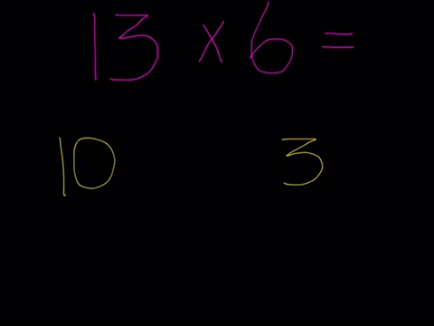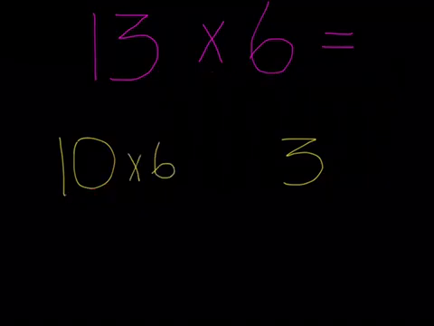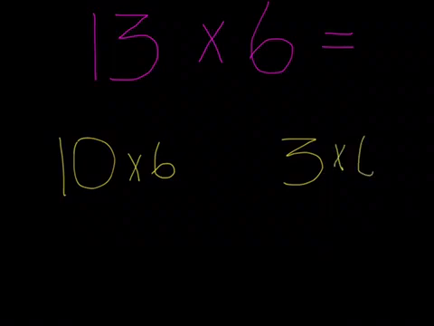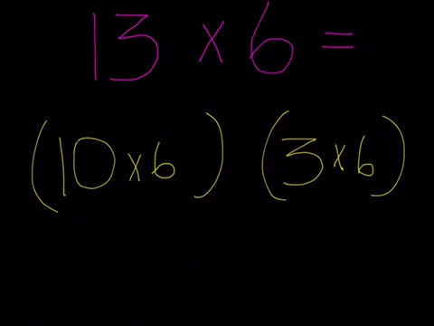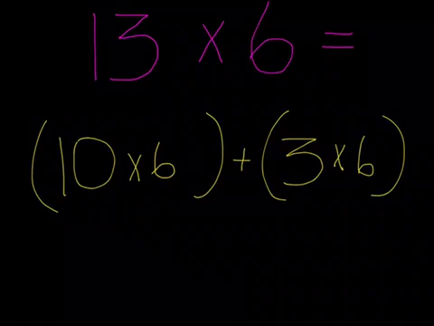All right, and now that I know I'm using my 10 and my 3 to represent my 13, I'm now going to multiply each of these by 6. So I've broke my larger multiplication equation into two smaller equations so that it's a little bit easier for me to work with. And I'm going to add these two products together to help me solve this problem.